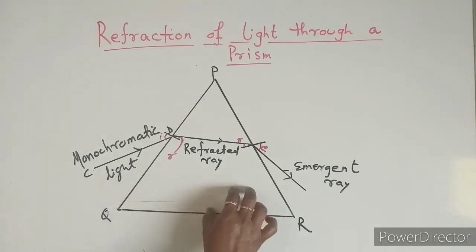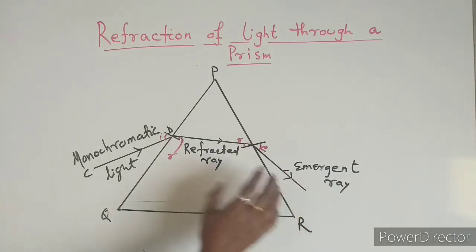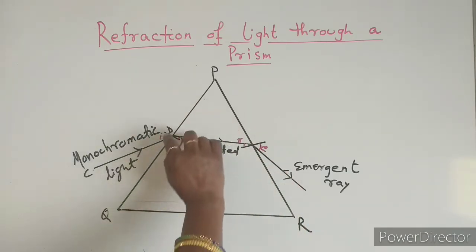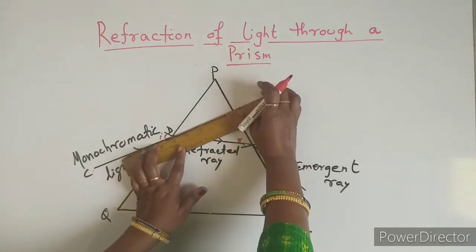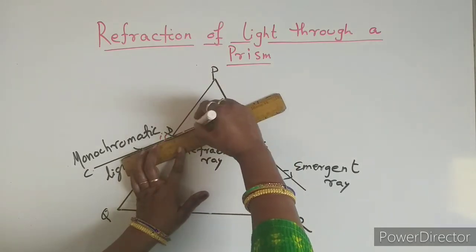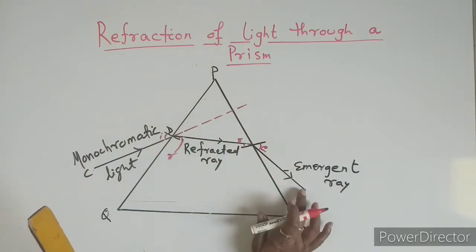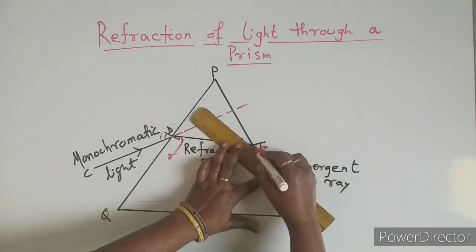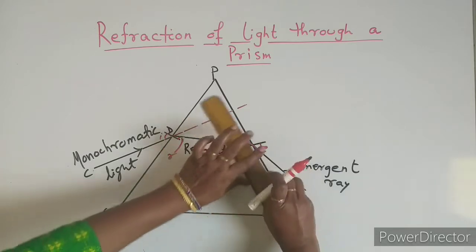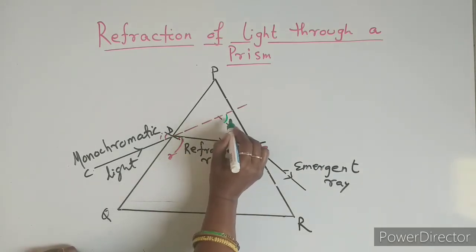Now let us see. If there were no prism there, the ray could have gone in this direction, isn't it? Let us extend that one, and it goes like this. And if we extend this emergent ray in the backward direction, what will happen? This is the emergent ray taken backward, and we observe that a deviation is produced.